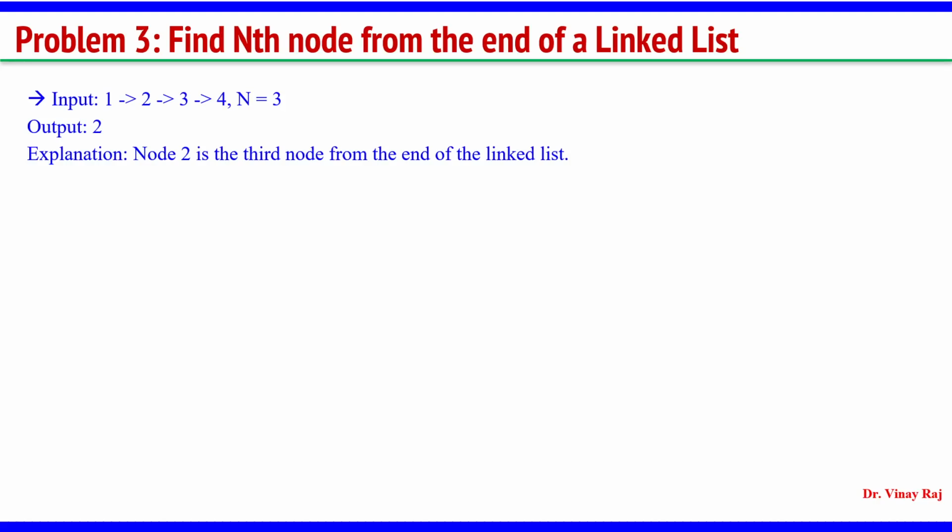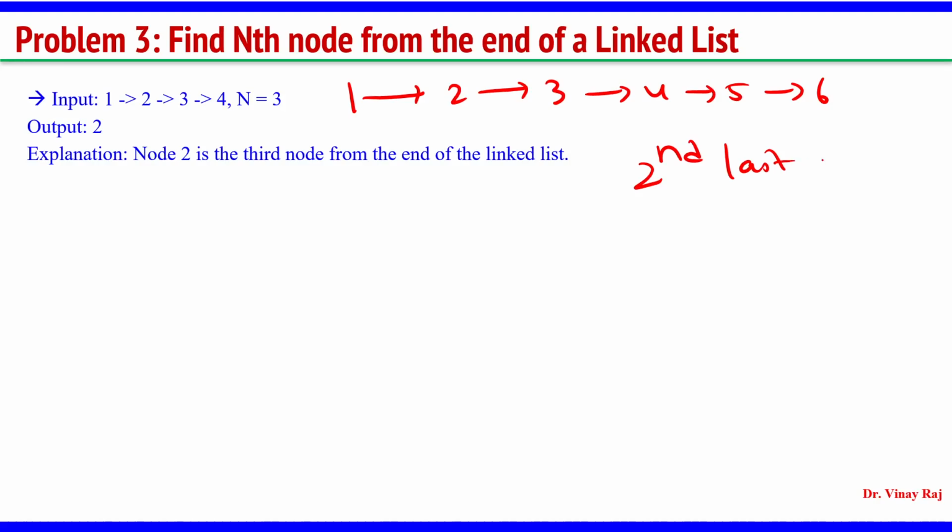Let's go for the third problem. Find the nth node from the end of a linked list. So if there is a linked list 2, 3, 4, 5, 6, let's say till here, and I want the second last node. In this case, 1, 2, 3, 4. See, the third last node is 4, 3, 2. 2 is the answer. In this case, the second last node will be 5.